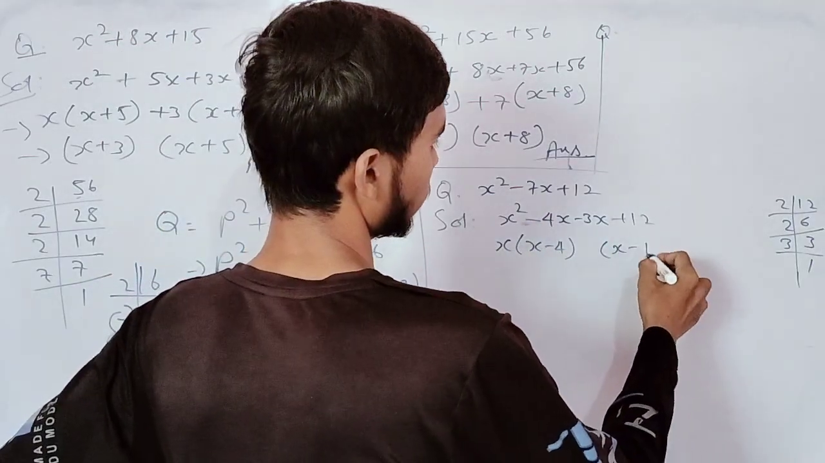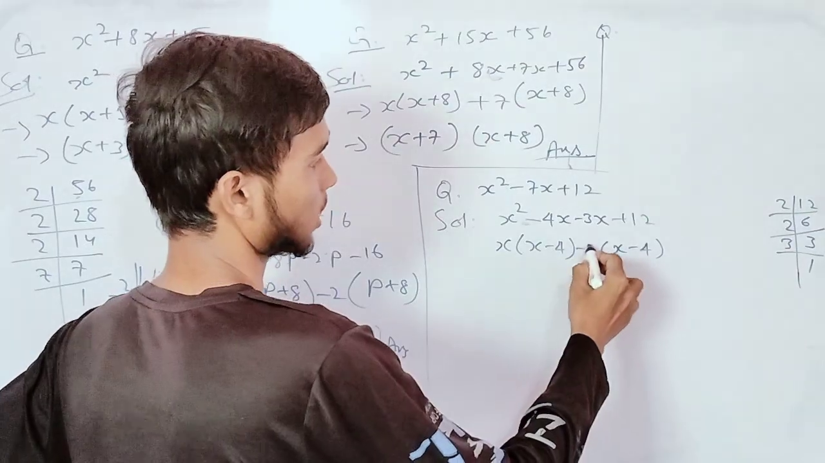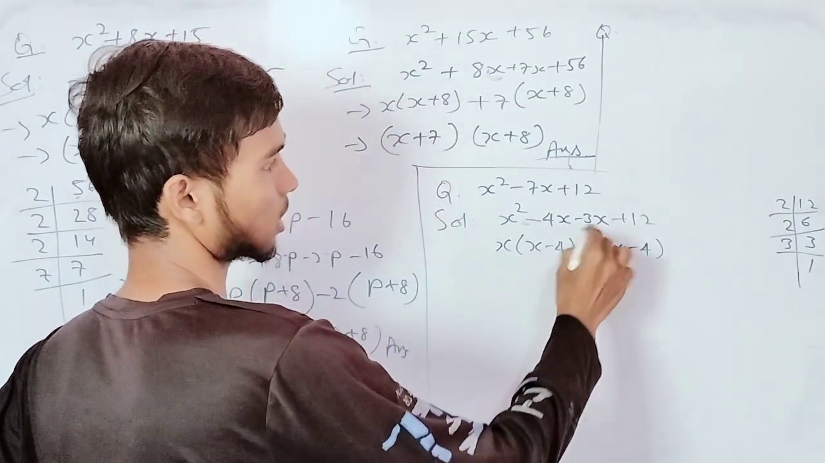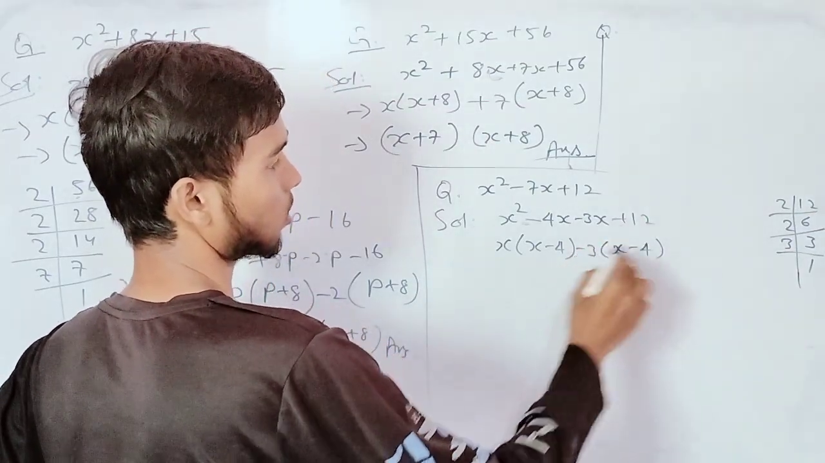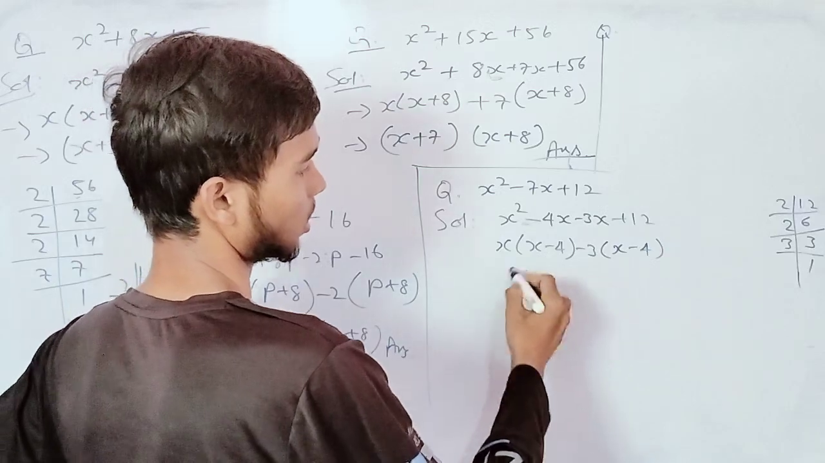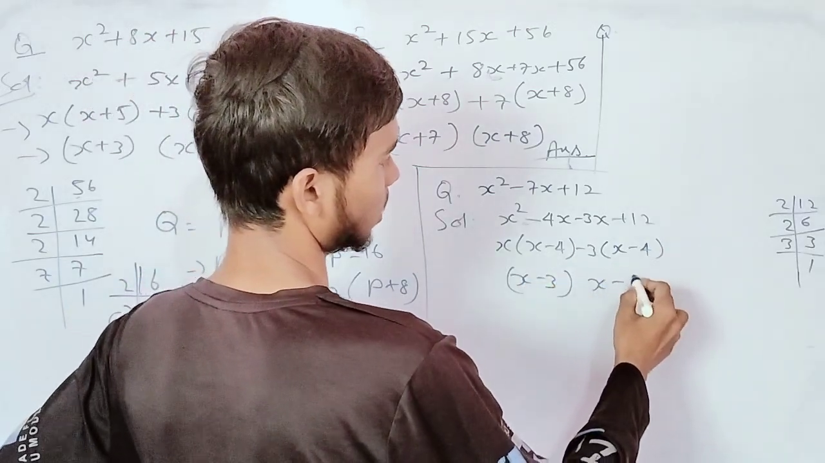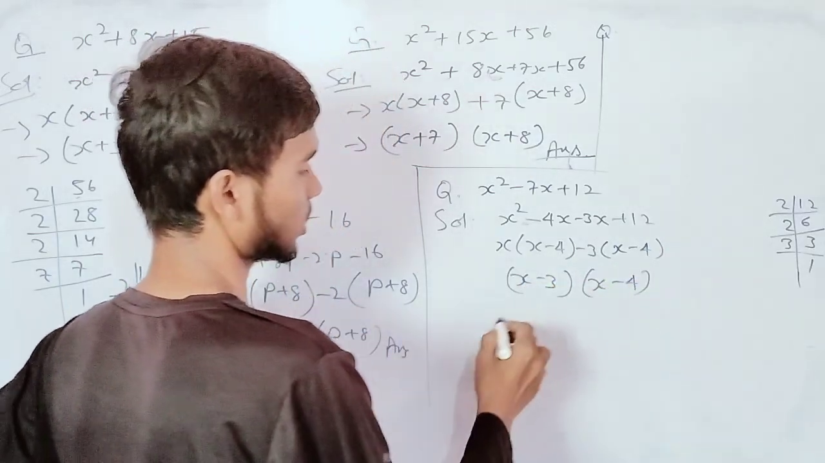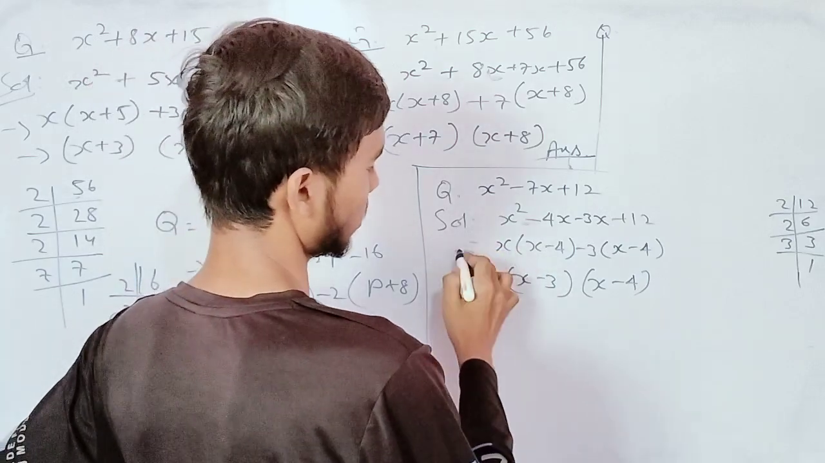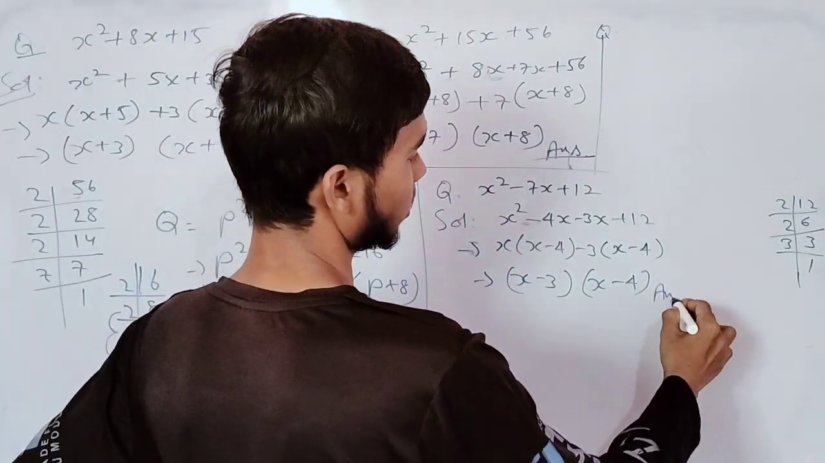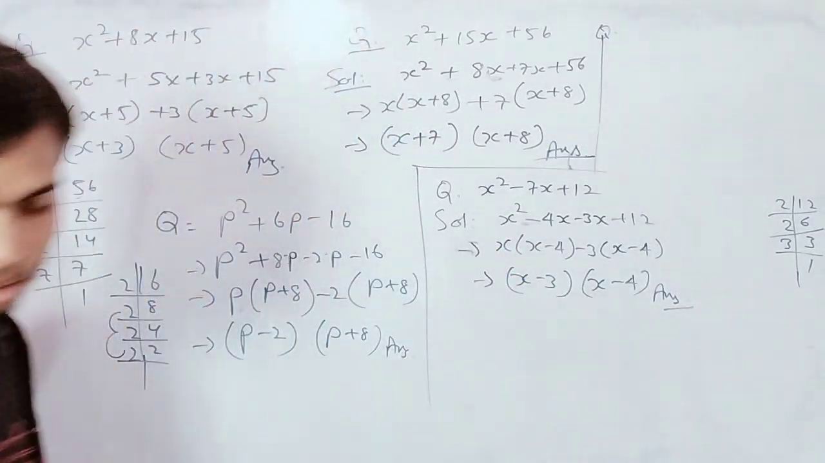Now x plus 4 is common, so plus 3 multiplied by x plus 4. So the answer is x plus 3 times x plus 4. Till here, this is the correct answer. We did the factorization by using the splitting method.